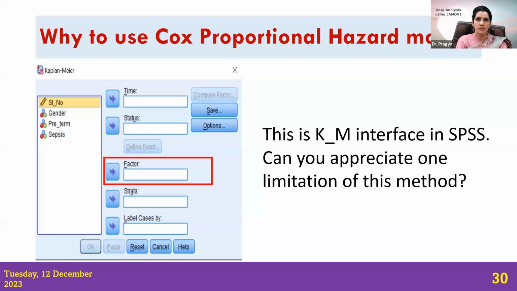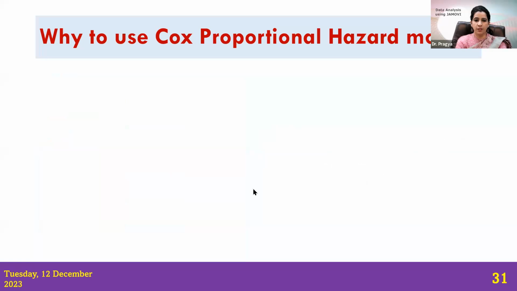So now this is the interface of SPSS, and today we'll show you a few functions on SPSS for checking this assumption. This is the Kaplan-Meier interface in SPSS. And again, like we said earlier, here you can have only one factor as a comparative factor. That's why, to control for the confounding factors, you need the Cox proportional hazard model.